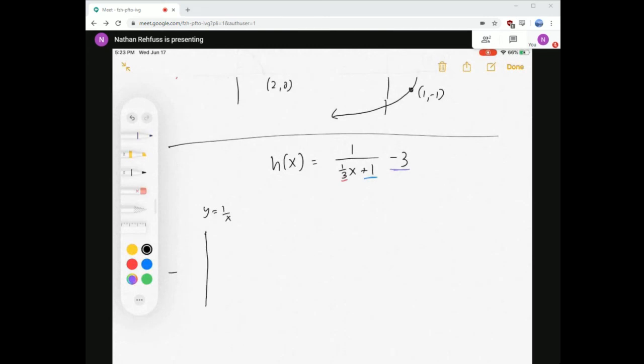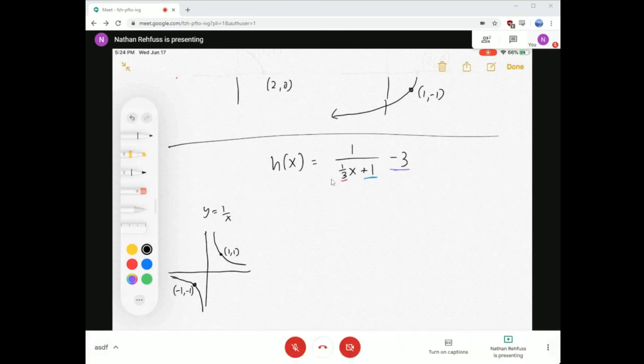I'll draw that right here. Just for ease, let's keep track of the points: 1, 1, and negative 1, negative 1. Now we need to list our transformations, don't we? If there's a horizontal shift, it has to go first. That's this plus 1 right here. The input is this whole denominator. It's 1 divided by the input, and then this minus 3 happens to the output. Do you see? This is the inside of the function here. It's all the stuff that happens to the x. The outside of the function is everything that happens after I do the division.